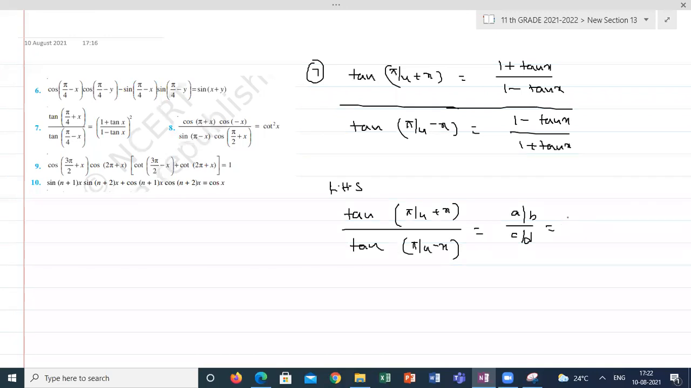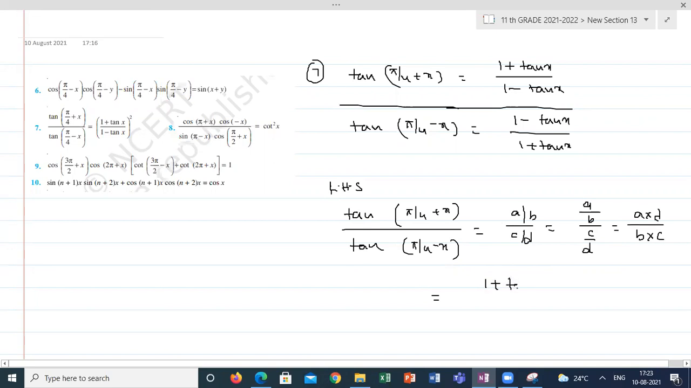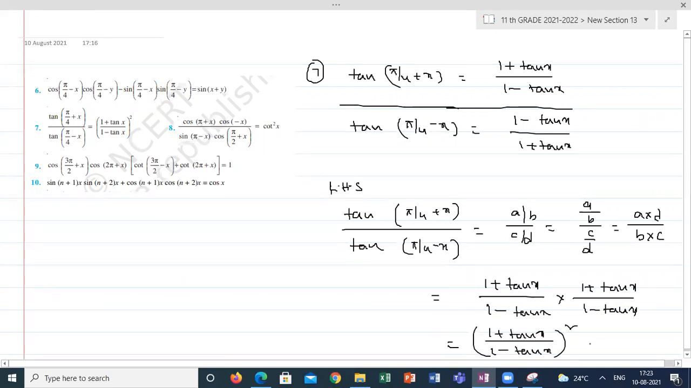It's called a complex fraction. Whenever I have a by b divided by c by d, I can take this as a into d by b into c. Hope you remember this formula from the concept of fractions. From here, this can be written as (1 plus tan x by 1 minus tan x) into (1 plus tan x by 1 minus tan x). This results finally in (1 plus tan x by 1 minus tan x) whole square. This is my RHS. Hope you are clear, guys.